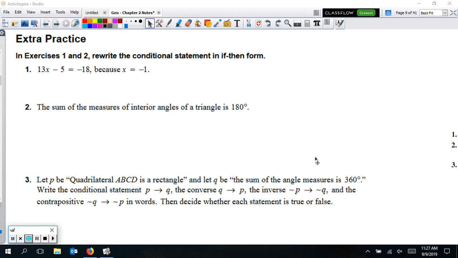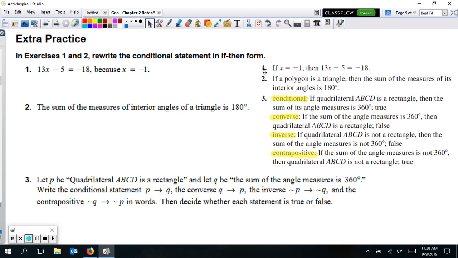All right, so let's go through 1 through 3, just see what we have here. So all we need to do in this one is just change this into an if-then statement form. So this is what I was talking about at the beginning, where you're given the equation and here is the answer. In a proof, this is what the given is and this is what the prove part is. So your hypothesis is always going to be your given, and your conclusion is always going to be your proving part. So if this, then this. That's all you had to do there for that one.